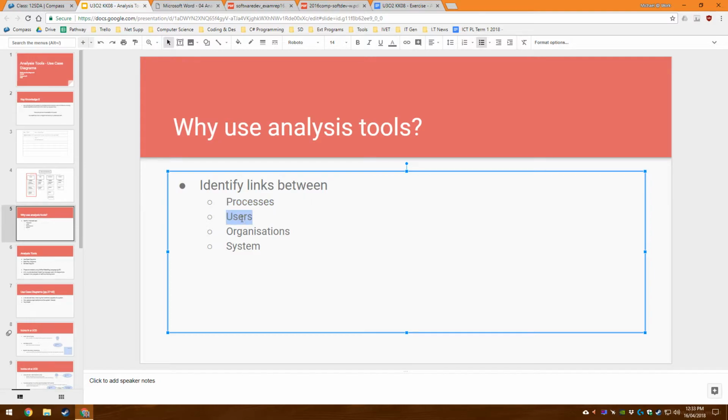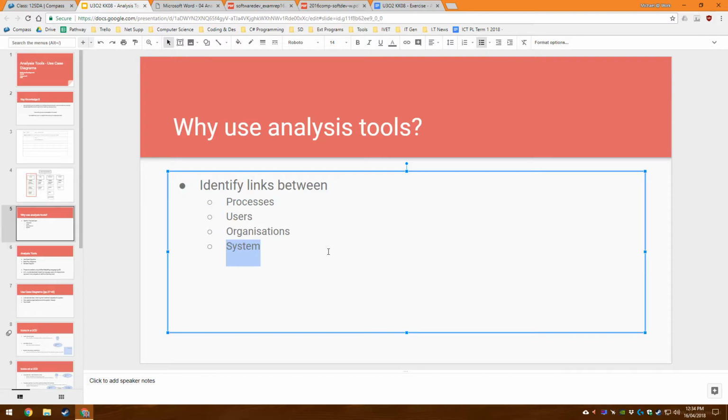Users, who's going to be using your program, or the system, if this was a really large system. Now again, in the exam, the case study will involve a larger system with multiple users in it. An organization, so if there are organizations which are linked together, and then the system itself. So if you were doing a library booking system, for example, that would be the name of the system.